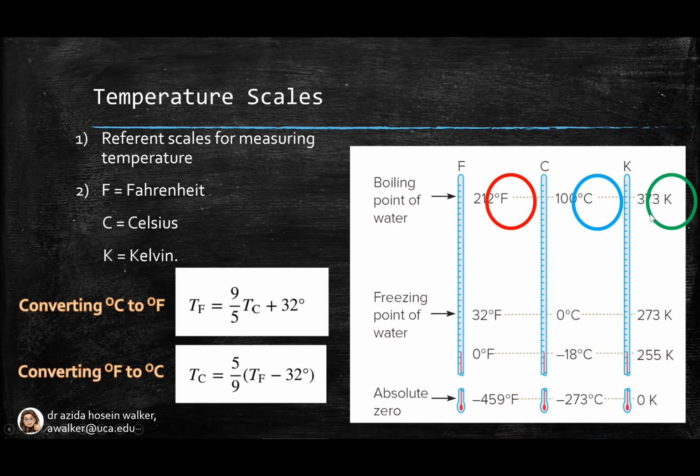If we want to get the temperature in Kelvin, all we have to do is add 273 Kelvin to the temperature in Celsius, and that's going to be our temperature in Kelvin. So 0 Kelvin is absolute zero. 0 degrees Celsius is given as 273 Kelvin. And then we just increase from there.